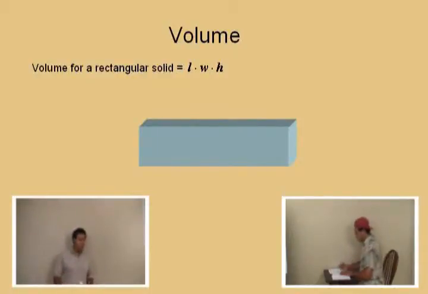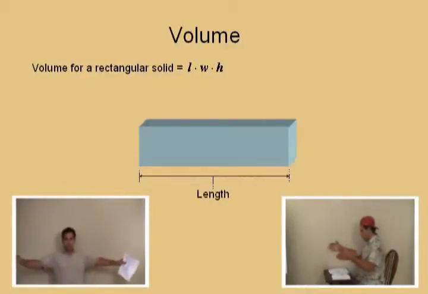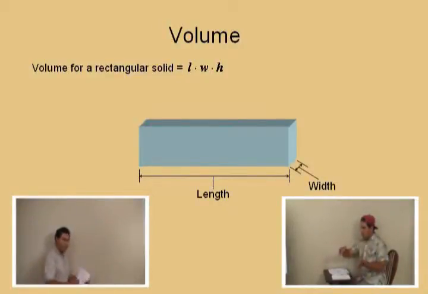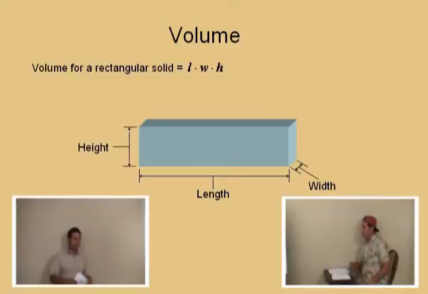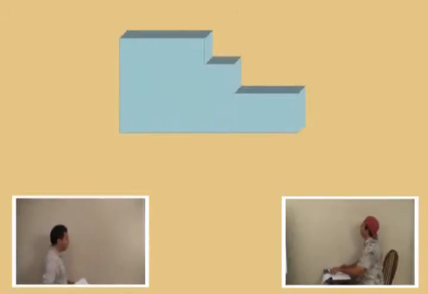There's 3 dimensions here. It's length times width times height. Now the length goes which way? This way. And the width? This way. And the height? This way. There you go. Okay. So length times width times height. So here is our staircase right here. We're looking at it. That's our solid that we're going to deal with.